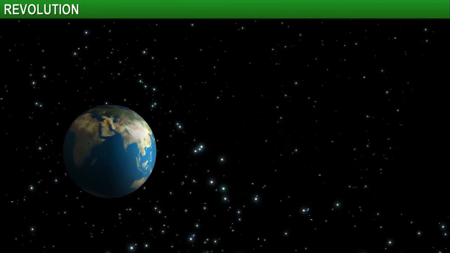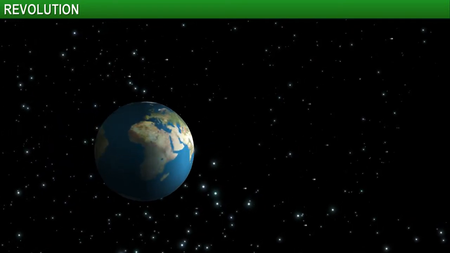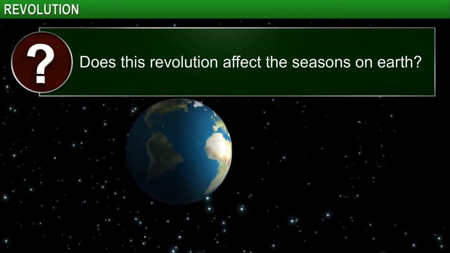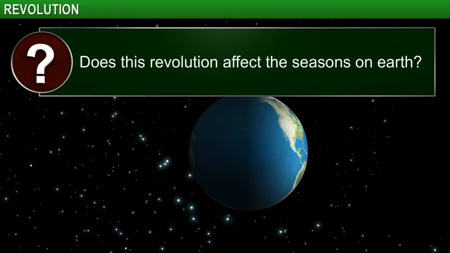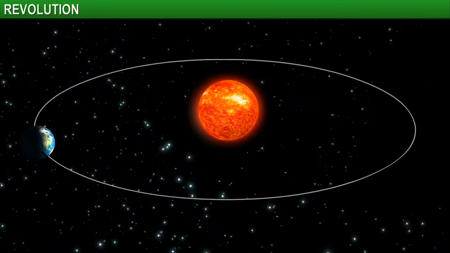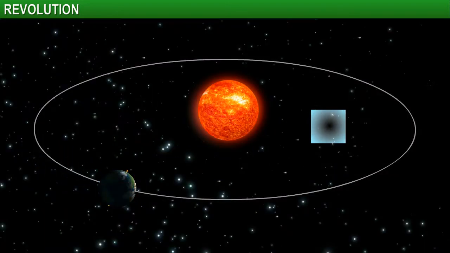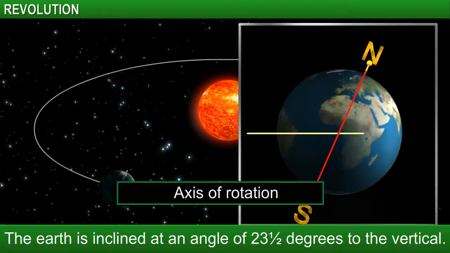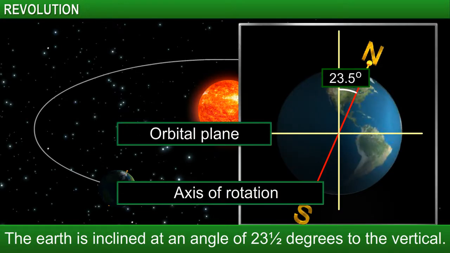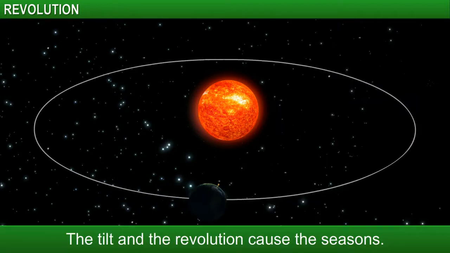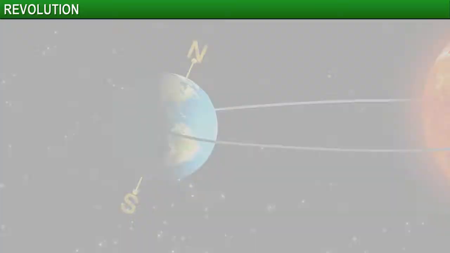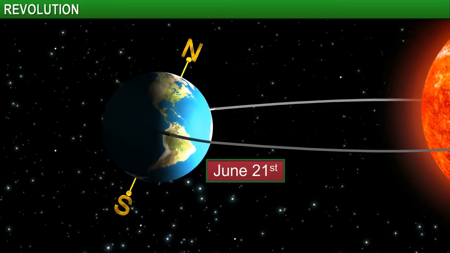So much for the number of days. But what about the seasons on our planet Earth? Does revolution affect the seasons too? It does, indeed. If you look carefully, the Earth is inclined in the same direction throughout its orbit. This tilt and the revolution is the reason that we have different seasons in different parts of the Earth. Let's see how that happens.